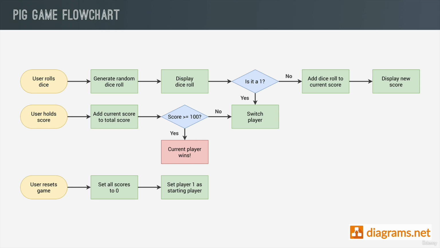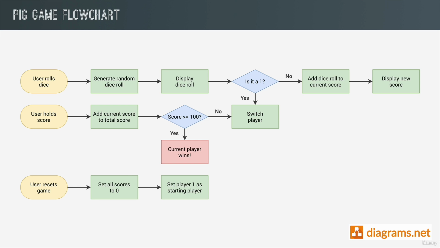Next, the other option is that the user wants to hold his score, and then we add the current score to the total score. Once that is done, we must check if the score is above or equal 100, because as I said, the player wins whenever the score is at least 100 points, right? And if it's not, then we just switch the player and the game keeps on running. Finally, when the user chooses to reset the game, we simply set all scores to 0 and set the player number 1 back to being the starting player. All right, so this is a very nice way, again, to visualize what happens in the application, and it's also a very good guide for us to actually implement the application in code.